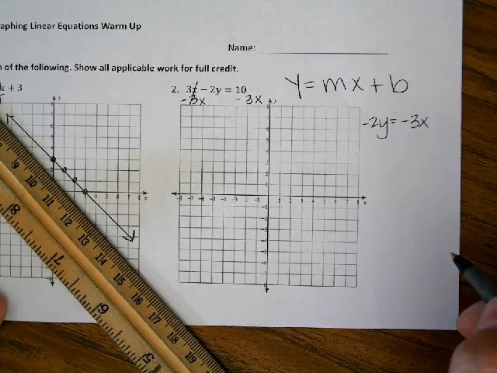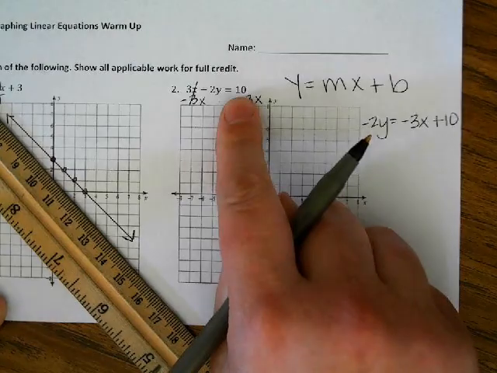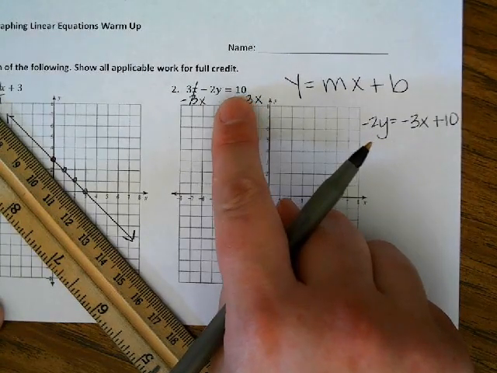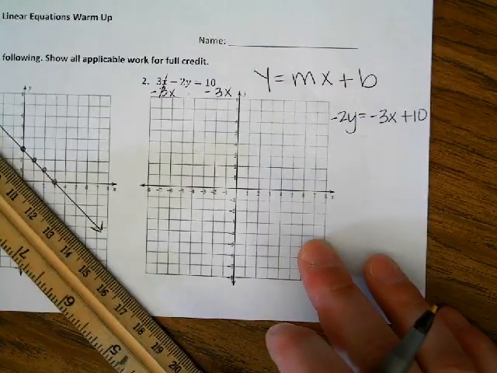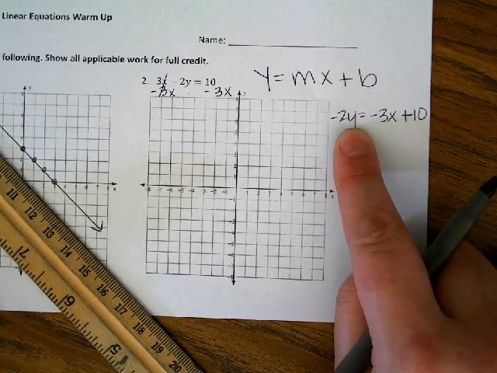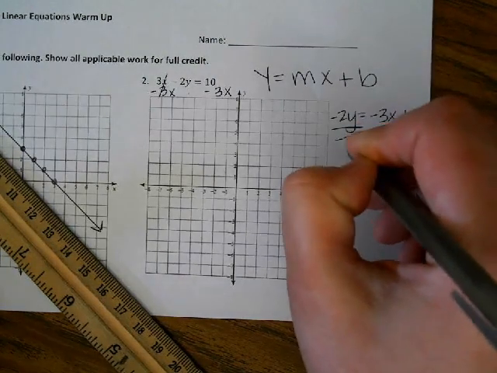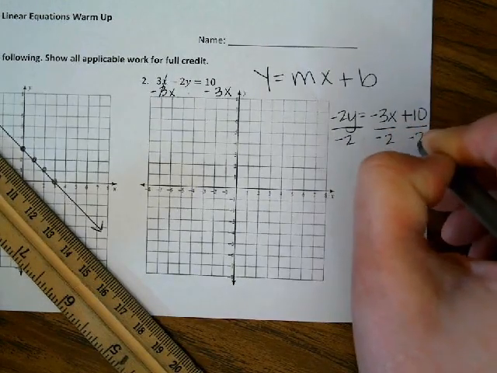And then what should I write? Plus 10. How do we know it's a plus 10 and not a minus 10? It's positive. I can see over here there's not a negative in front of it, so I know it's a positive 10, okay? Now, how do I get it so that the y is all by itself? Okay, divide by negative 2.